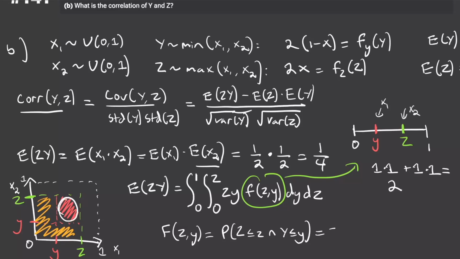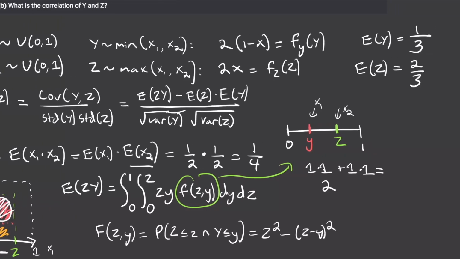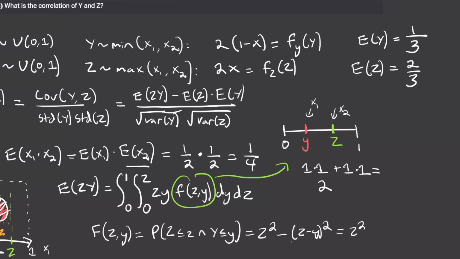So it's just going to be z squared minus, well, what did we find in part A? We found that the area up here was just going to be z minus y squared, because we have a square of side length z minus y. When we expand this, we're going to have a negative z squared, a negative y squared, and a positive 2zy, and then the z squared terms are going to cancel. So we're just going to have 2zy minus y squared.